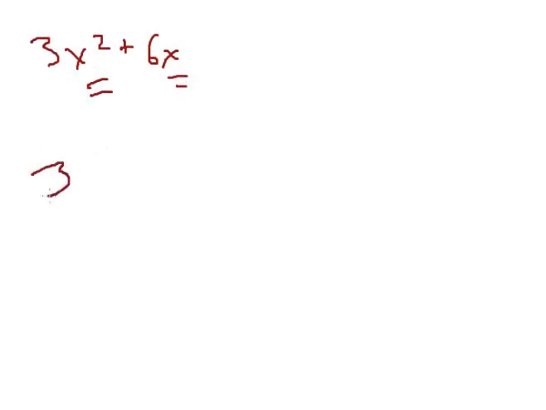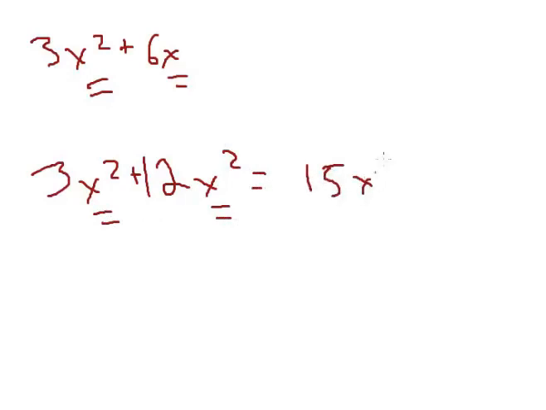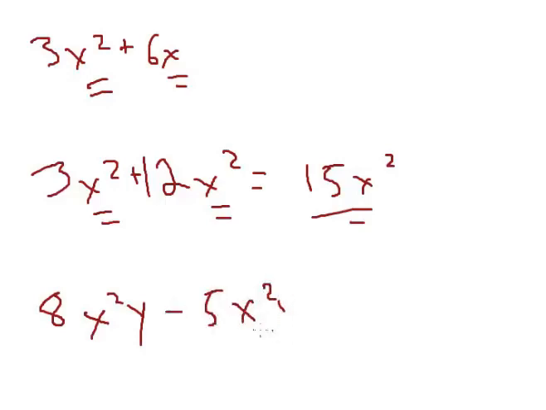If we have 3x squared plus 12x squared, now we've got the exact same variable, so now we could add them, and your answer is 15x squared. What if you have, let's say, 8x squared y minus 5x squared y? Well, now you've got the exact same variable. X squared y is the variable here, x squared y is the variable here. You can combine them, and 8 minus 5 is 3, and the variable would stay the same.